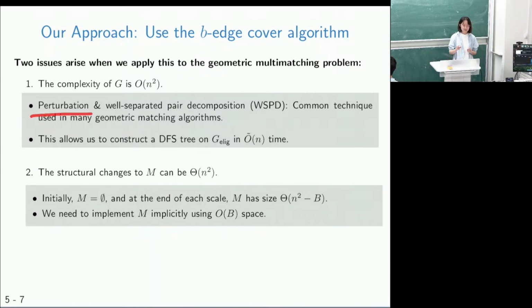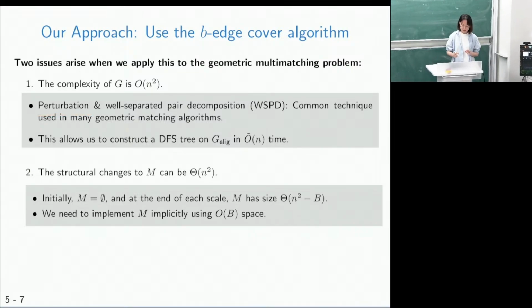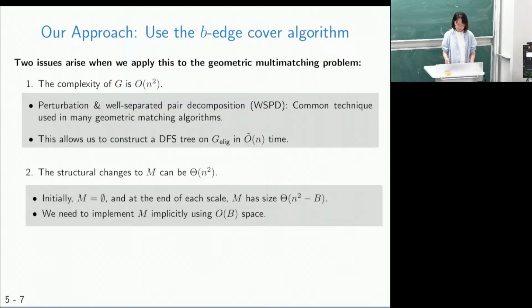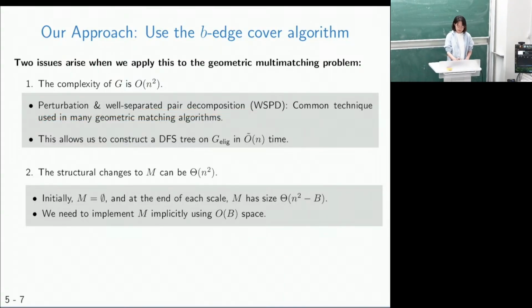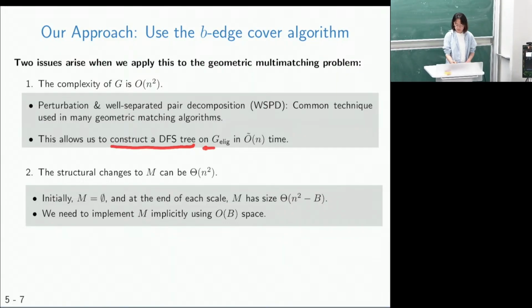We first slightly perturb the point set, and then we use well-separated pair decomposition. I will talk about this in more detail later. These two tools are also used in many geometric matching problems, and they sparsify our graph. Then, using this data structure, we can construct a DFS tree on the eligible graph in near linear time. So a single DFS search can be done in near linear time.